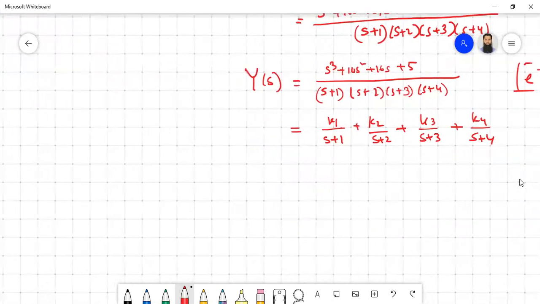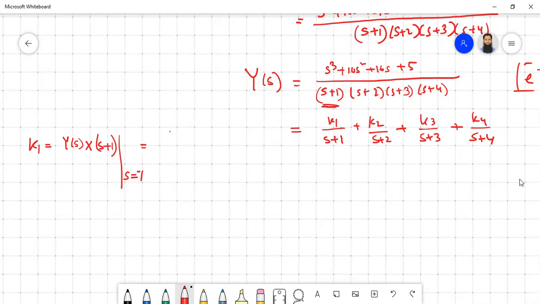So we know how to do the partial fraction. To find out K1, what we are supposed to do is take the whole function Ys, multiply by s plus 1, and then set s equal to minus 1, because we have to actually vanish that parameter, isn't it? So basically, this first parameter will be vanished from the equation. So what we'll have is s cubed plus 10s square plus 16s plus 5 divided by s plus 2, s plus 3, and s plus 4.